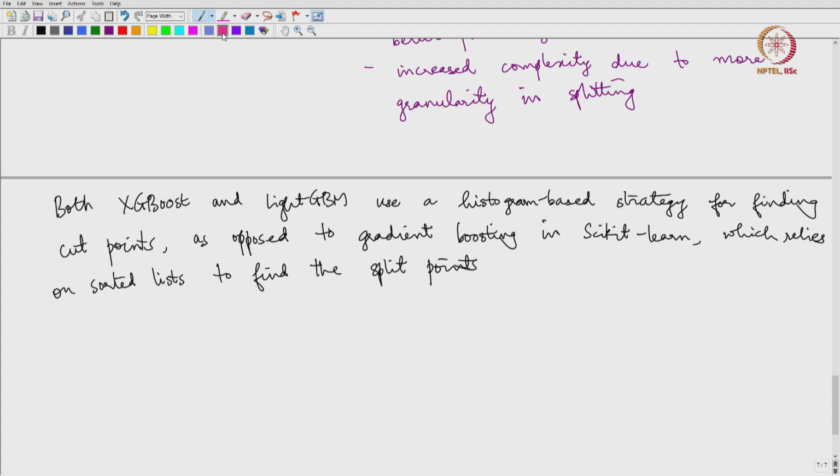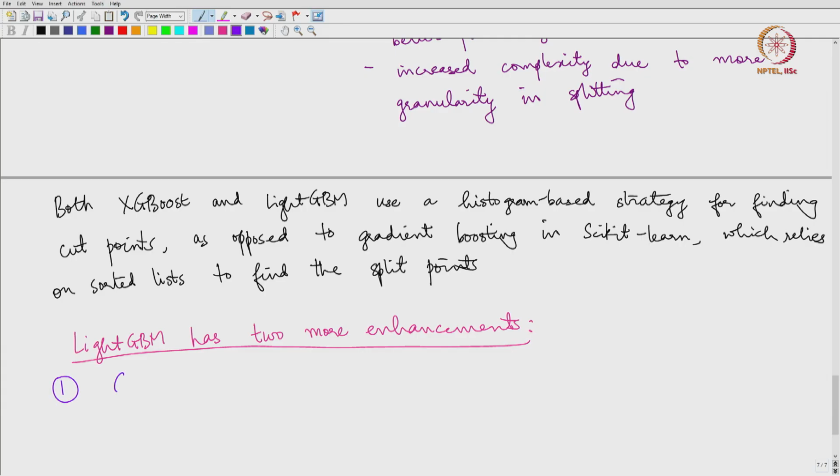Okay. There are a few more enhancements in LightGBM. I will just quickly mention them because it is good to know that. So, LightGBM has two more enhancements. What are these? The first is that it employs something called gradient based one sided sampling, which is shortened as GOSS, which speeds up the training procedure.